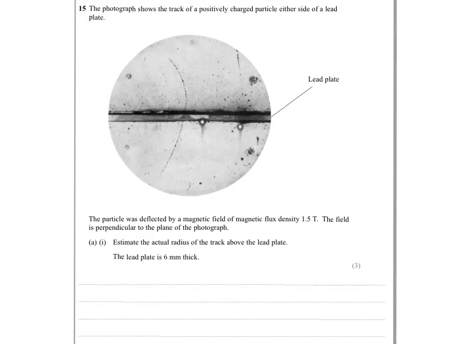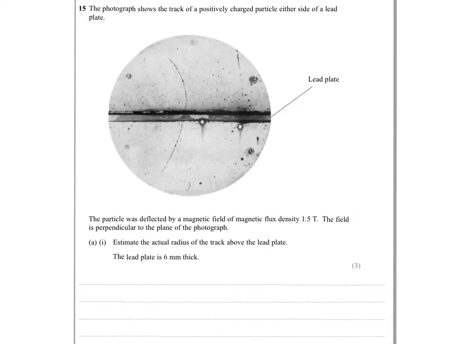Photograph shows the track of a positively charged particle either side of a lead plate. The particle was deflected by a magnetic field of magnetic flux density 1.5 Tesla. The field is perpendicular to the plane of the photograph. Estimate the actual radius of the track above the lead plate. Okay, this looks like Anderson's photograph of the discovery of the positron, but we don't need to know that. We know it's a positively charged particle and it's either side of this lead plate.